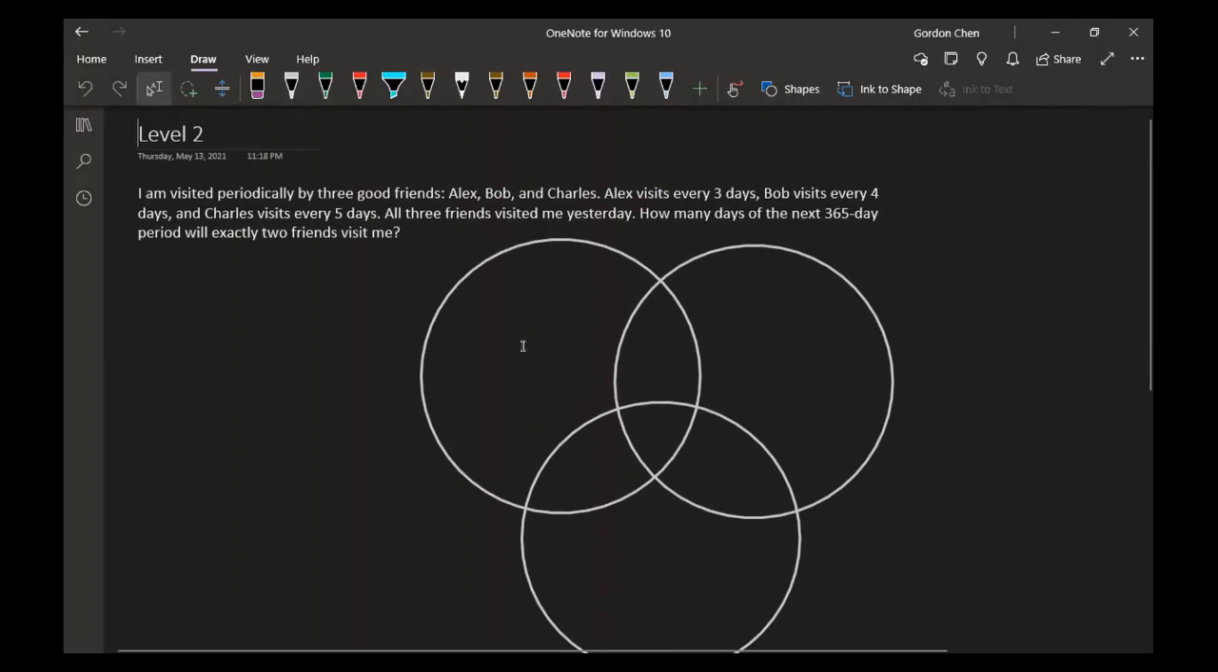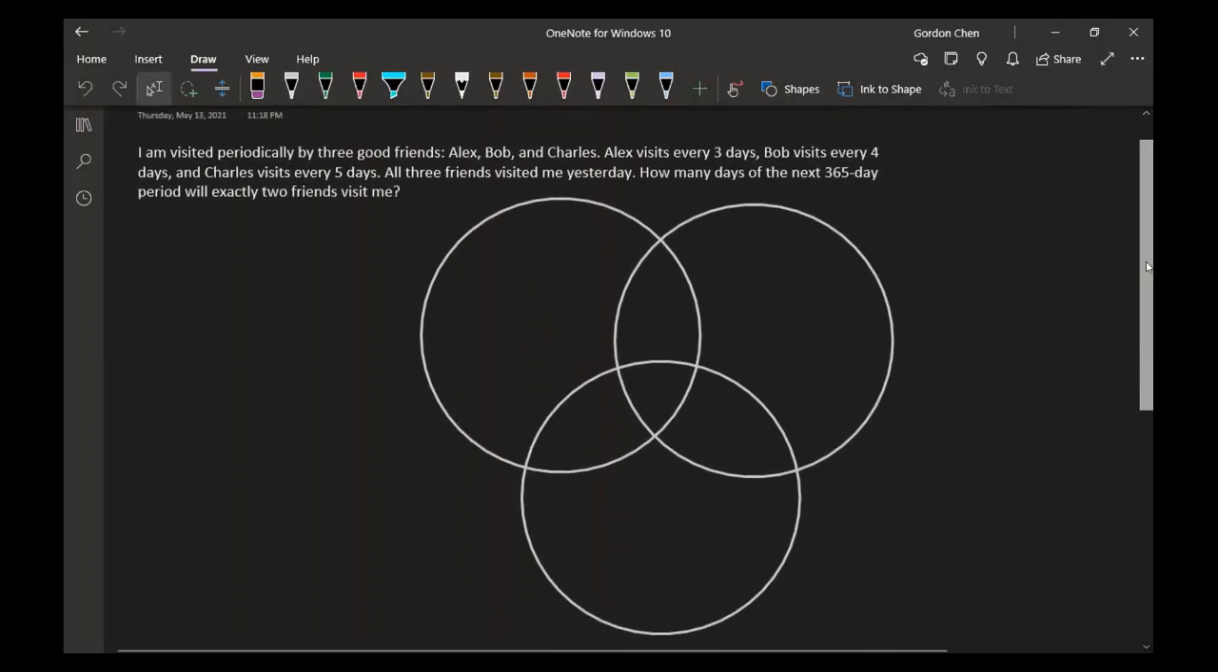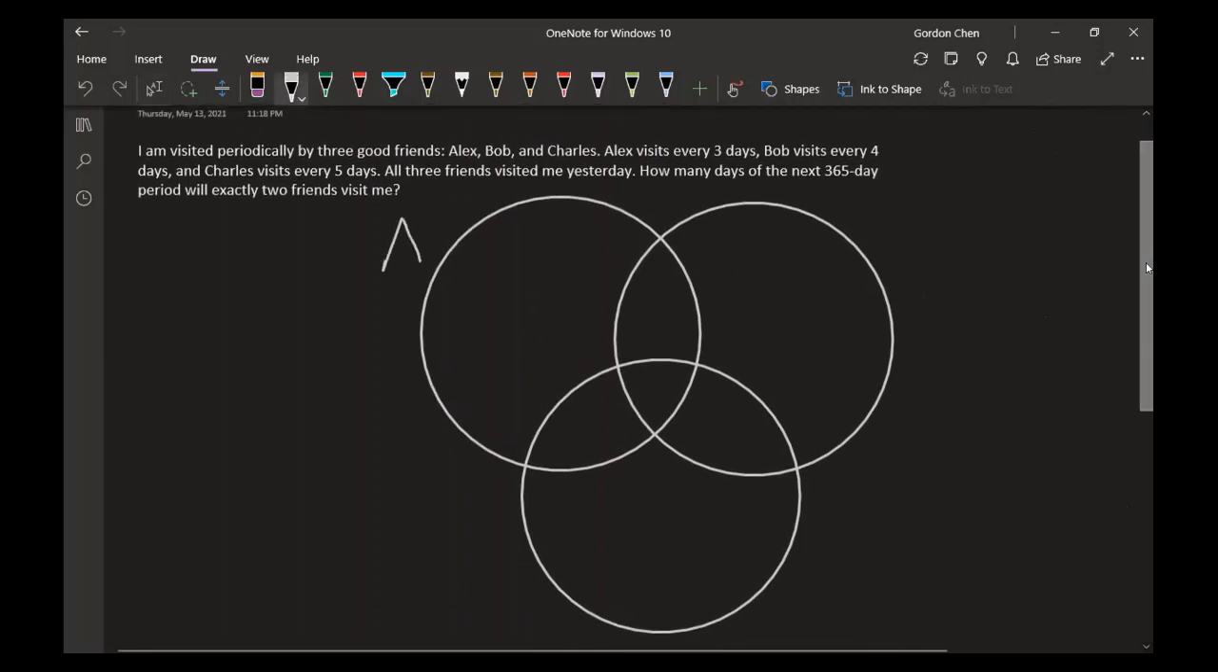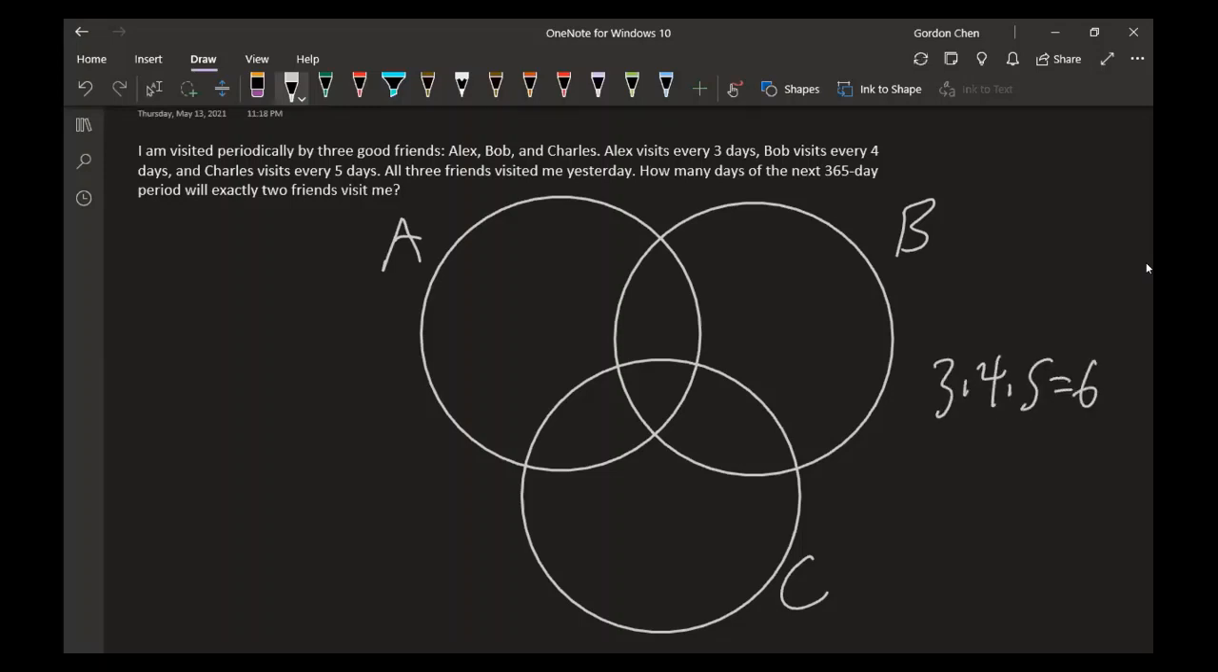So I am periodically visited by 3 people. We call them A, B, and C. Alex visits every 3 days, Bob visits every 4 days, and Charles visits every 5 days. So in total, all 3 visit at the same time every 3 times 4 times 5, which is 60 days.